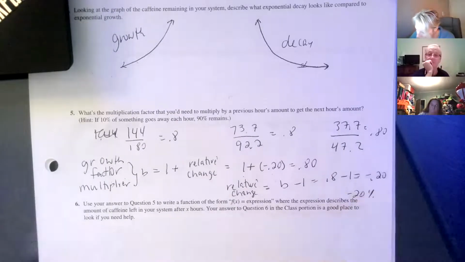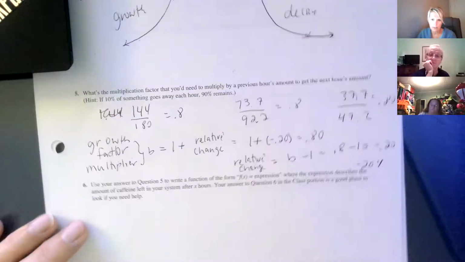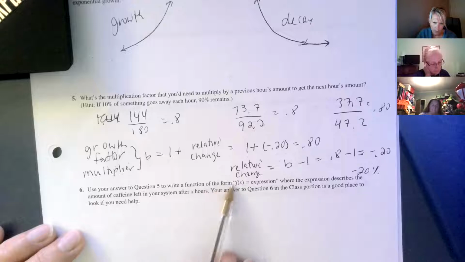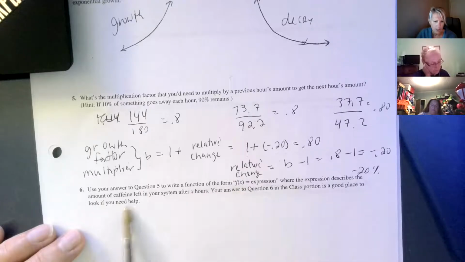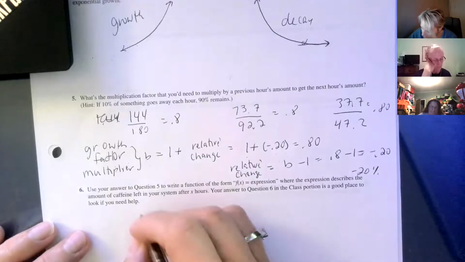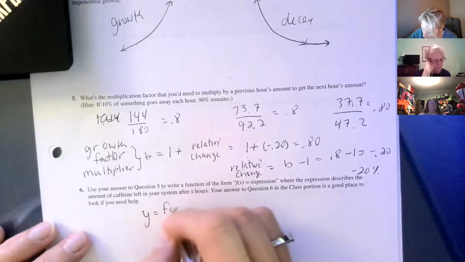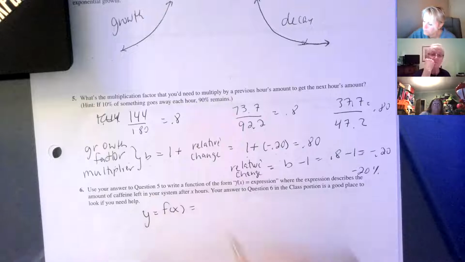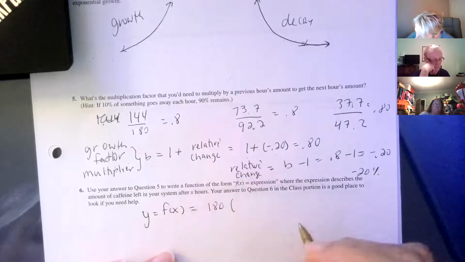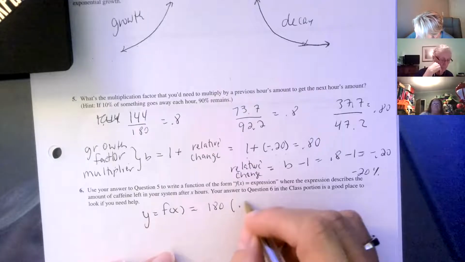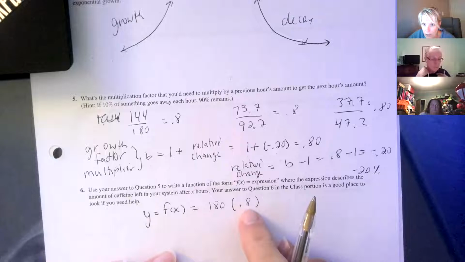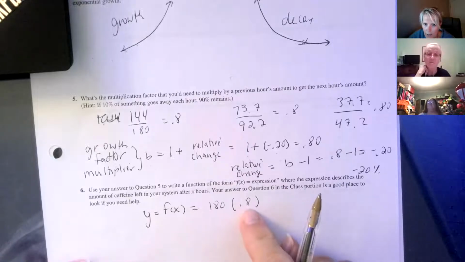Okay. And we're going to get practice on that on the worksheets. So number 6 says, use your answers to question 5 to write a function of the form f of x that describes our amount of caffeine left in your system after x hours. So f of x always equals y, just remind myself of that. And then we started with 180 milligrams, right? And we said our multiplier is 0.8 because we're not getting bigger than 100%. We're getting smaller than 100%. We're only keeping 80% from hour to hour.